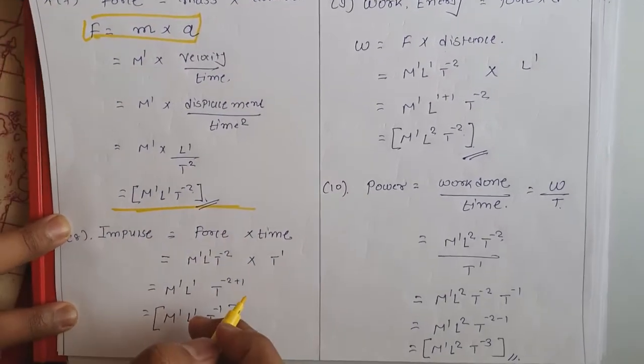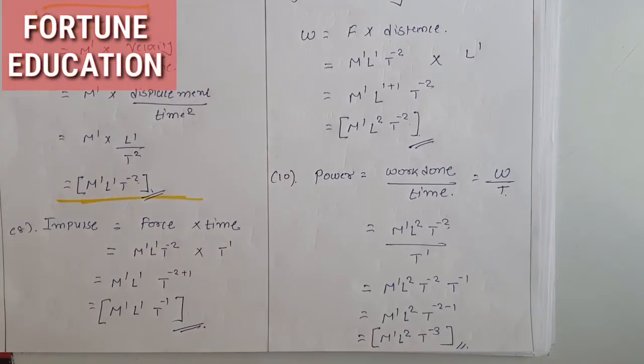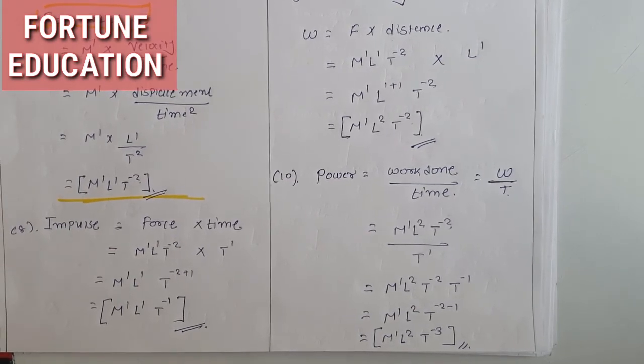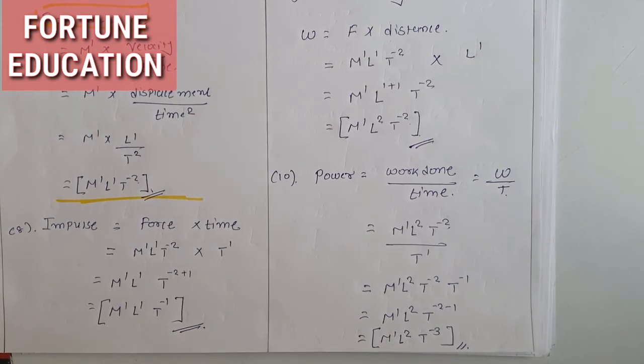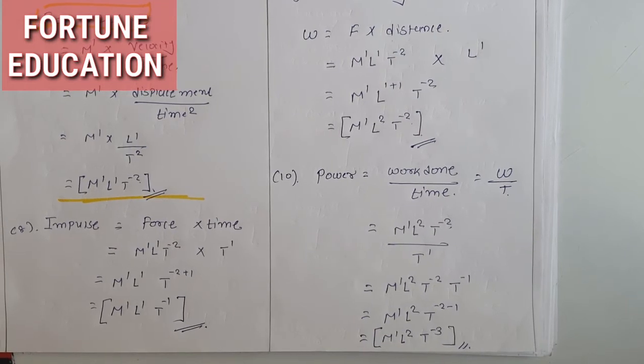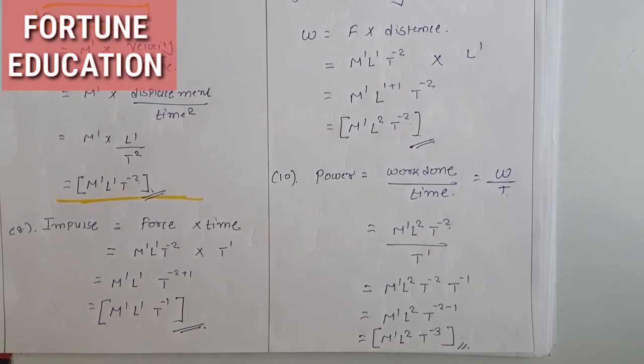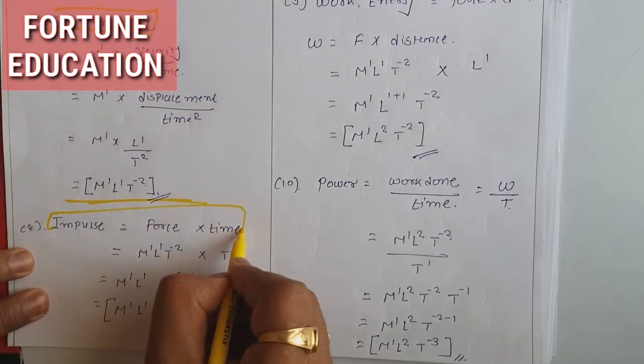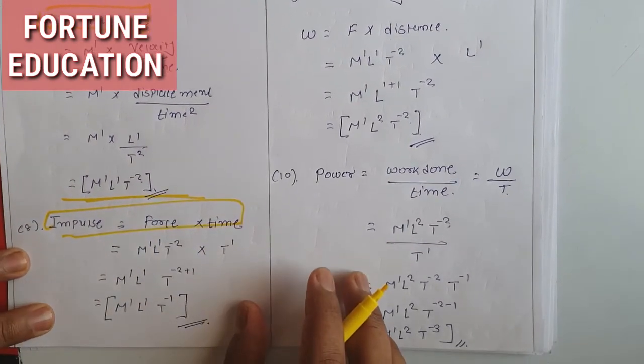Now, what is impulse? Impulse means a force applied over some time. If we are playing cricket, the bowler throws a ball to the batsman and the batsman hits the ball. At that time the batsman applies a force to hit the ball, which is known as an impulse. So impulse equals force into time. You should remember impulse equals force into time.